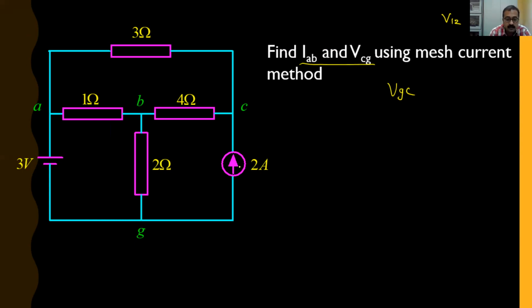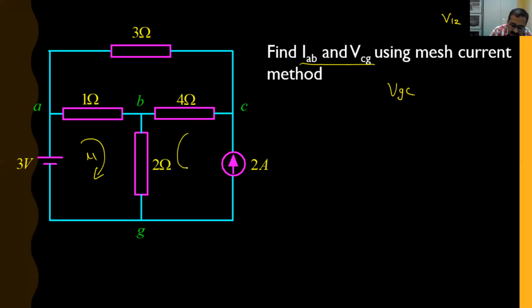Here there's a current source. So let us define this as I1, and I want to define a current here. If I define a loop current here, that will be the same as the 2 ampere current source because it's an ideal current source. An ideal current source will drive a constant current. So this current source will be giving a constant 2 ampere current.